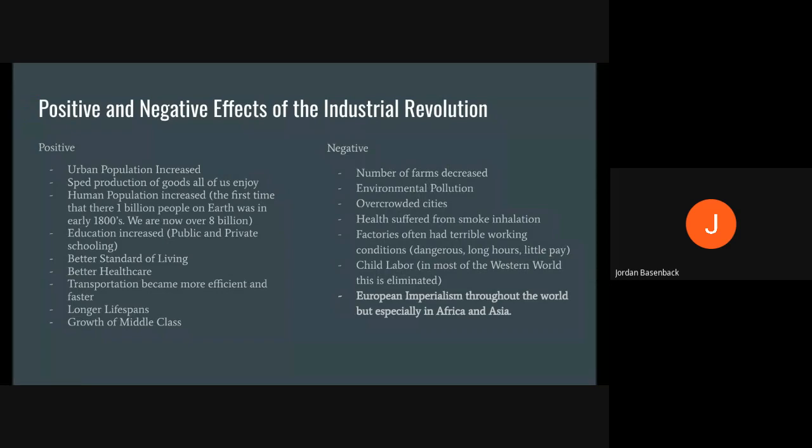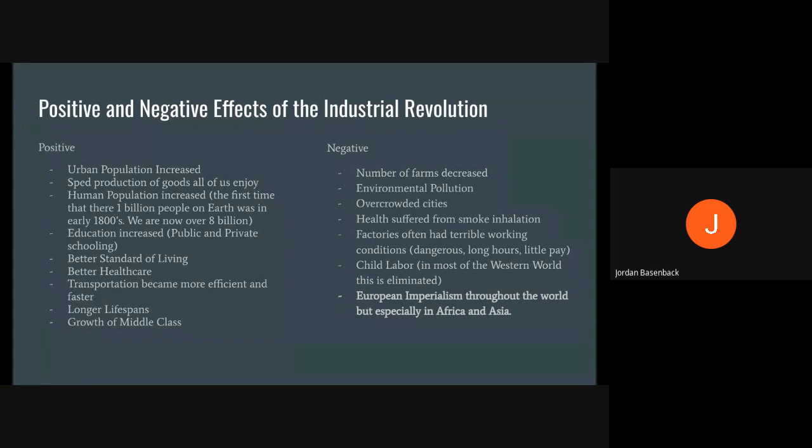And on top of that, transportation became more efficient and faster. The technological advances that were taking place in factories lead to transportation speeding up through first trains and steamboats that are moving faster than ever before. And then, eventually about 100 years later, the car comes into vogue as well. And then we also have longer lifespans and the growth of a middle class, in which there is not just rich or poor, but there is a middle area that is not necessarily rich, but can afford to, for the first time, save money, go on vacation, and have the things that they needed to survive.